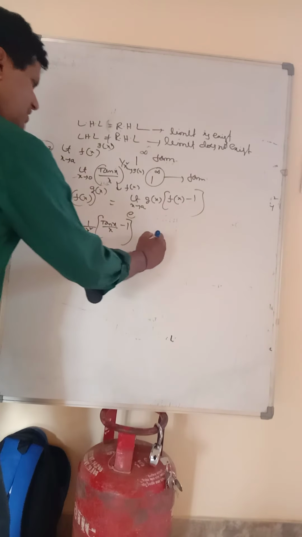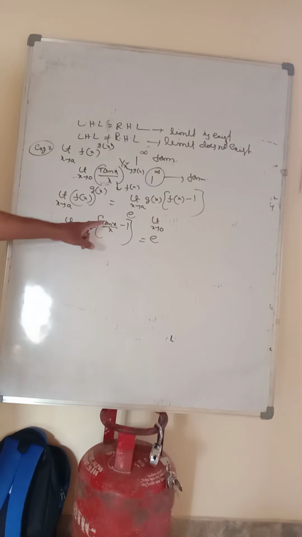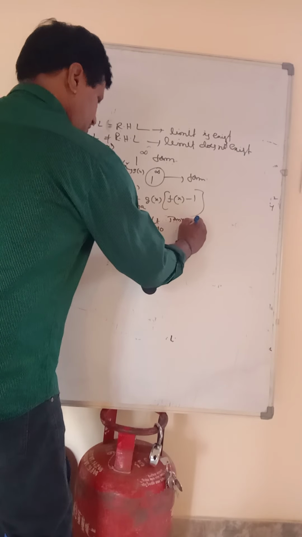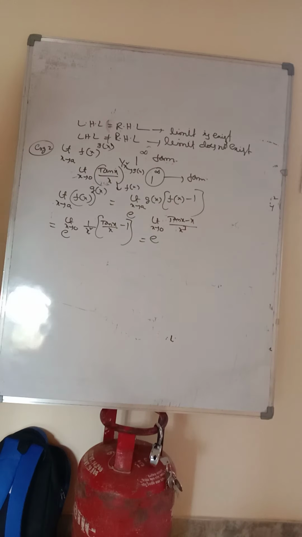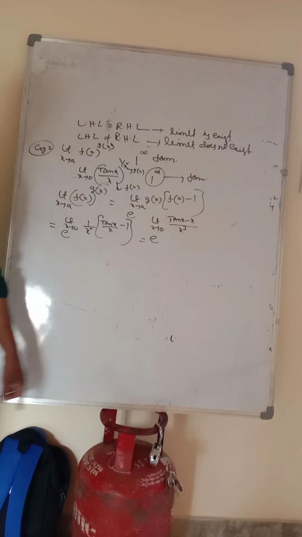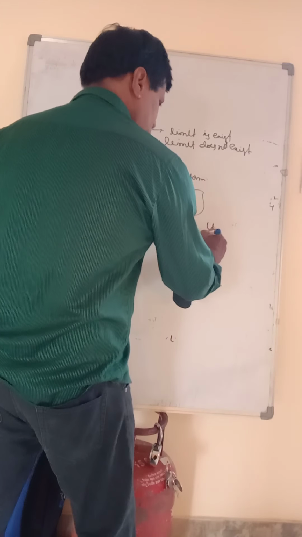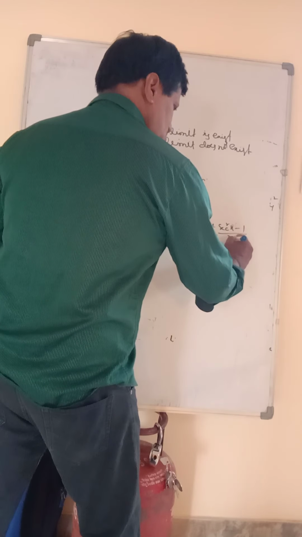So e to the power of limit x tends to 0. We can take the LCM: (tan x minus x) by x cube. Now you can apply L'Hospital's rule. Why? Because if you substitute, it is 0 by 0, 0 minus 0 by 0 cube. So in that case you can go for L'Hospital: e to the power of limit x tends to 0, differentiating tan x gives secant square x, minus 1, by 3x square.